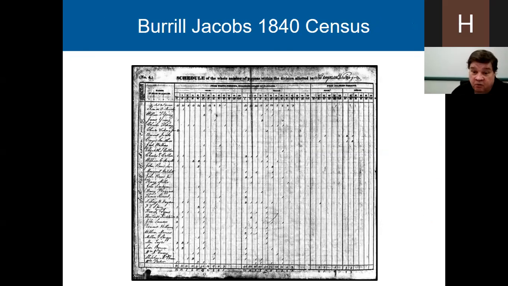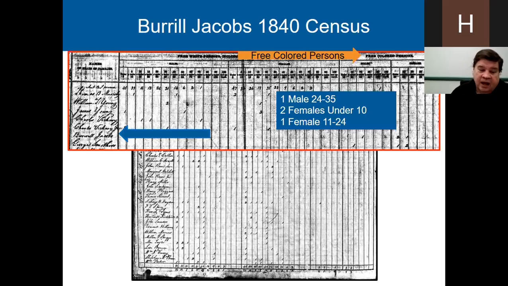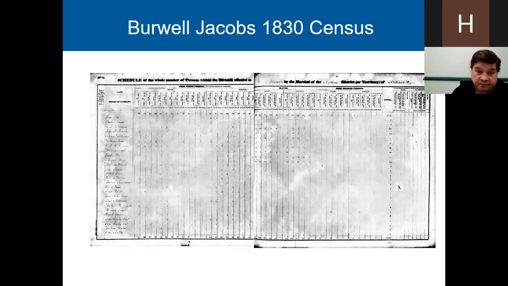So I went back to 1840. And there he is. Now, the 1840 census doesn't list everybody by name. It only lists them as tick marks in whatever category they're under. And these people were under free people of color. And so there was one male, 24 to 35. My guess that would be Burrell. Two females under 10, and one female, 11 to 24. That's probably his wife. And if you look, the person living next door to them was George Smithers. So that family was also free as far back at least as 1840.